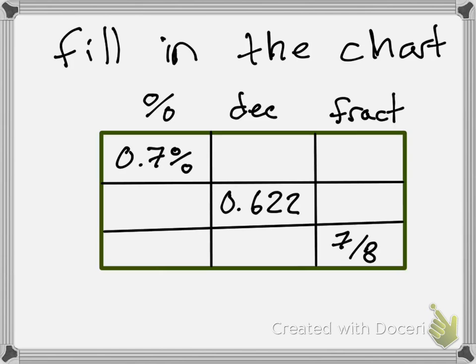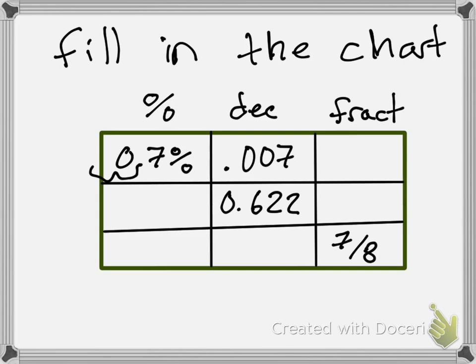I want you guys to fill in this chart. So you have to write them as a decimal and a fraction and a percent. So each of them should be completely filled up. So as a decimal, we move it over twice. 1, 2. We get 0.007.